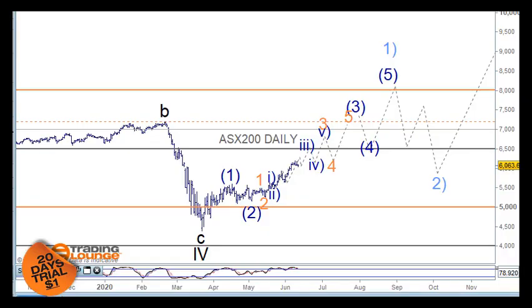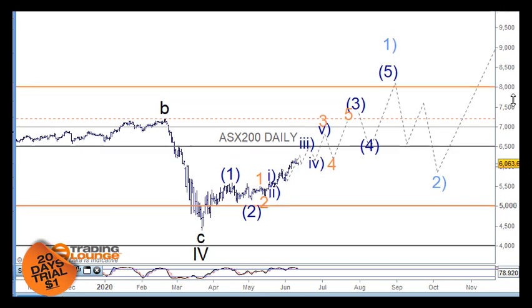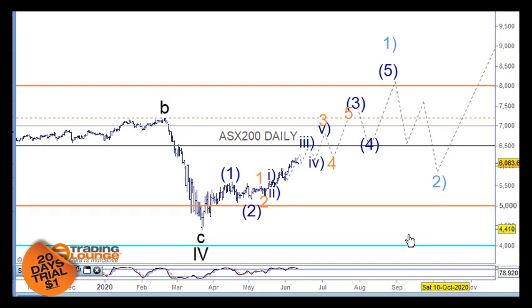Welcome to Trading Lounge and the Australian report for the 11th of June, and for the ASX200 here, this is our ambitious count to the upside, where we have wave 4 in place with wave 1 and 2 here, and then going up for wave 3, 4 and 5 here, with wave 1, ABC for 2 and so on. I know that's quite ambitious, but we'll just leave it there as a possible count.